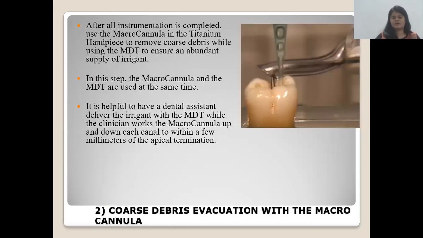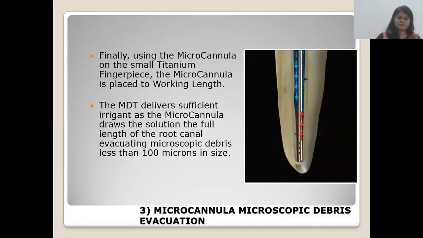Then second step is a coarse debris evacuation with a macro cannula. When instrumentation is complete, use a macro cannula with a titanium handpiece to remove the coarse debris, while the master delivery tip ensures an abundant supply of irrigant. In this step, the macro cannula and the micro delivery tip are used at the same time. It is helpful to have a dental assistant deliver the irrigant with the micro delivery tip, while the clinician works with the macro cannula up and down the canal within a few millimeters of the apical termination.